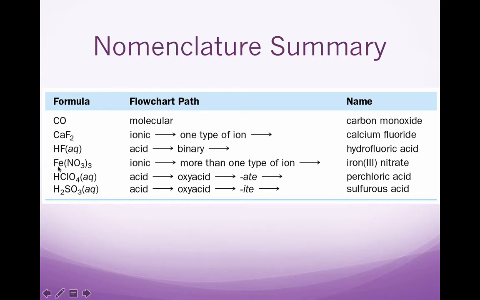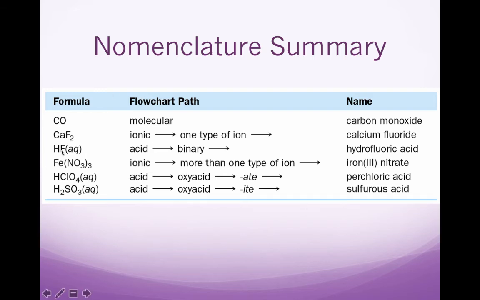Let's skip down here. We have Fe(NO3)3. It's ionic. There's more than one type of ion, and we have a polyatomic ion. So here we have iron 3 nitrate. Nitrate's the name of the polyatomic ion. It's iron 3 because NO3 has a -1 charge. We have 3 of those. We have to cancel that, so we have a +3 charged iron.